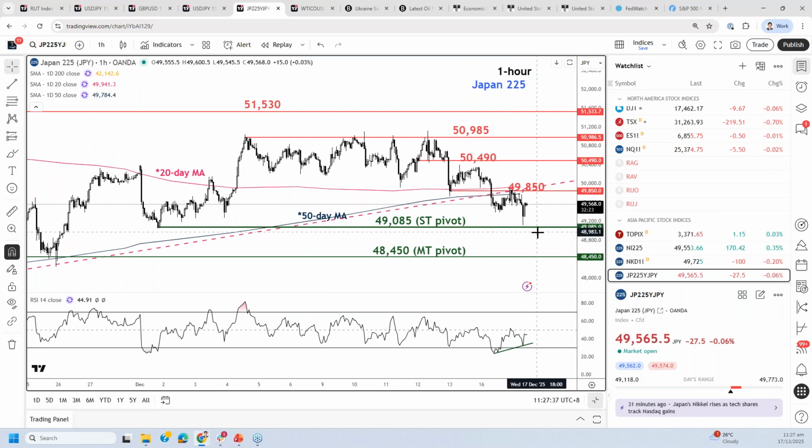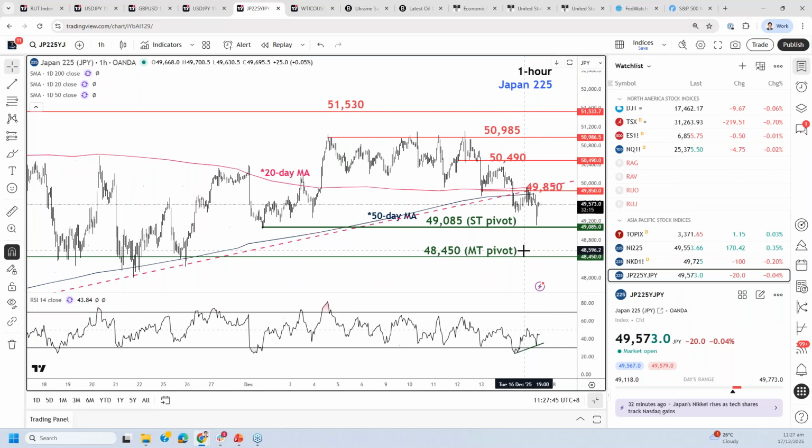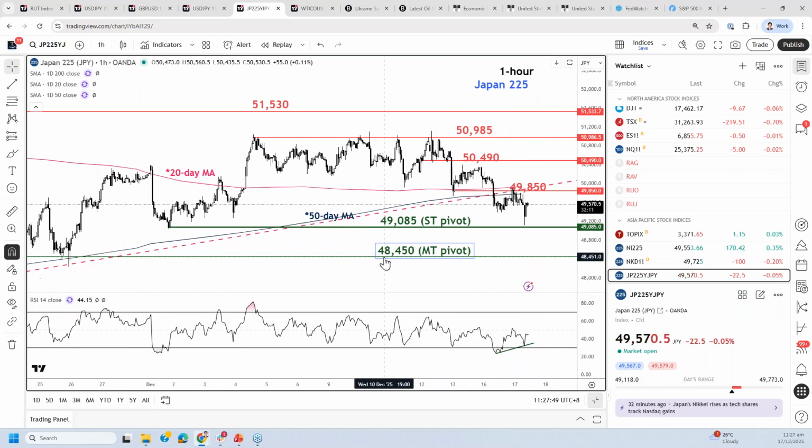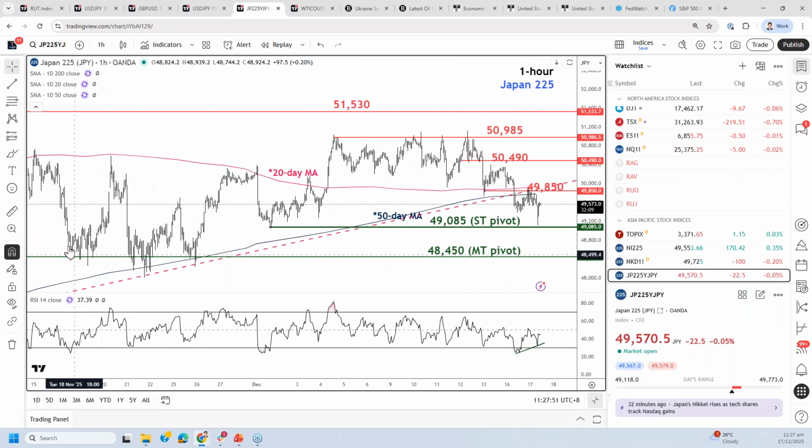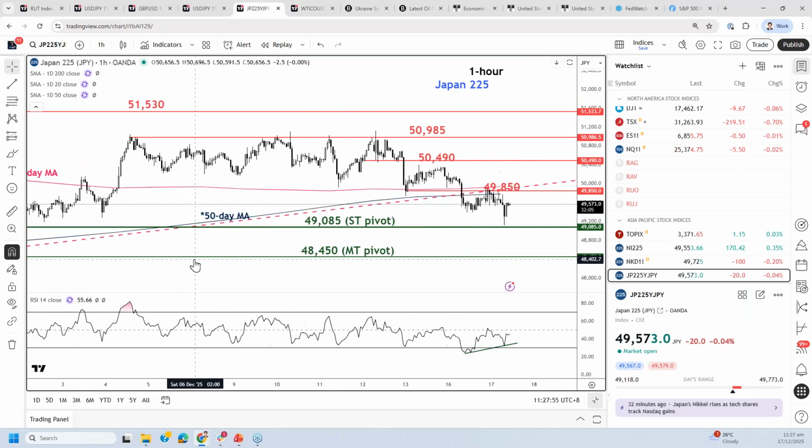Only a bearish breakdown and an hourly close below 49,085 will invalidate today's intraday recovery view to see the continuation of that bearish momentum, retesting the medium-term pivotal support level at 48,450, which is confluenced by the minor swing lows of 18th of November and 25th of November. So that's for the Japan 225.